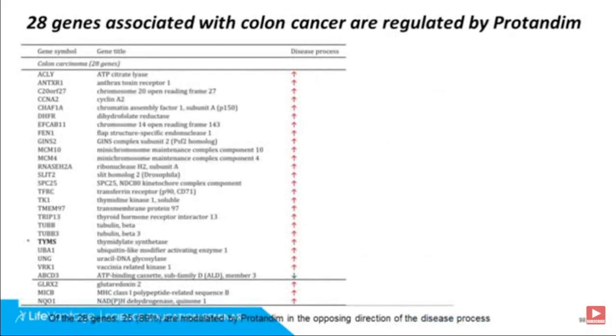One particular study, again, a genetic study with Protandim, looked at colon cancer, 28 genes associated with colon cancer. Of the 28 genes, 25 of them, or 89% of them, were modulated by Protandim in the opposing direction of the disease process. So again, if colon cancer caused the disease to be turned up, Protandim turned it in the opposite direction in 89% of those cases.